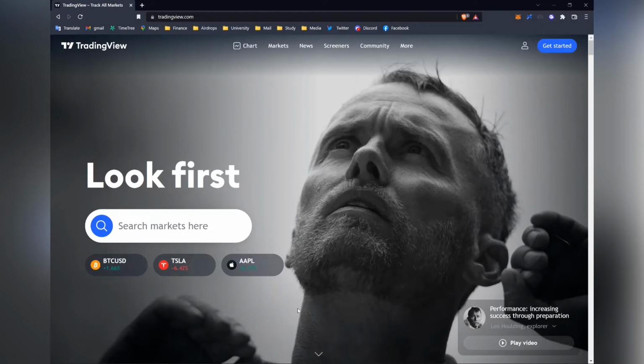updates. The TradingView platform can be accessed by visiting its website as well as by downloading its desktop or mobile application. It is even available on iOS.